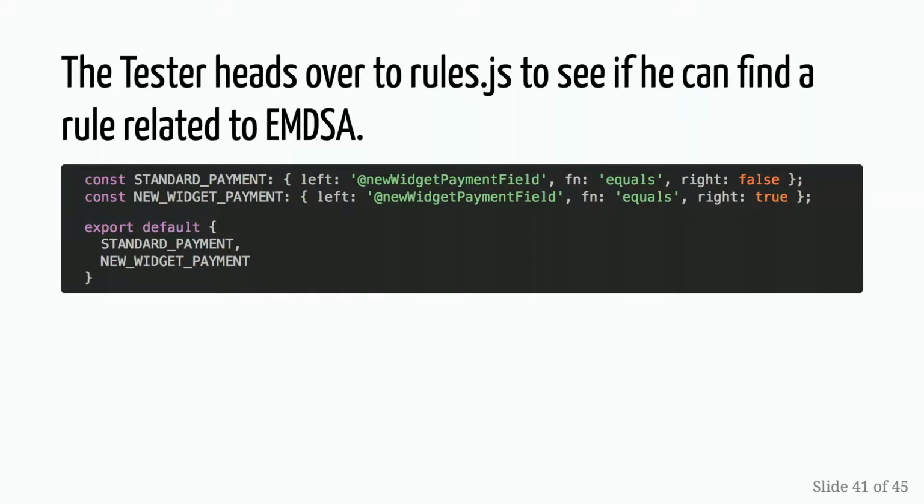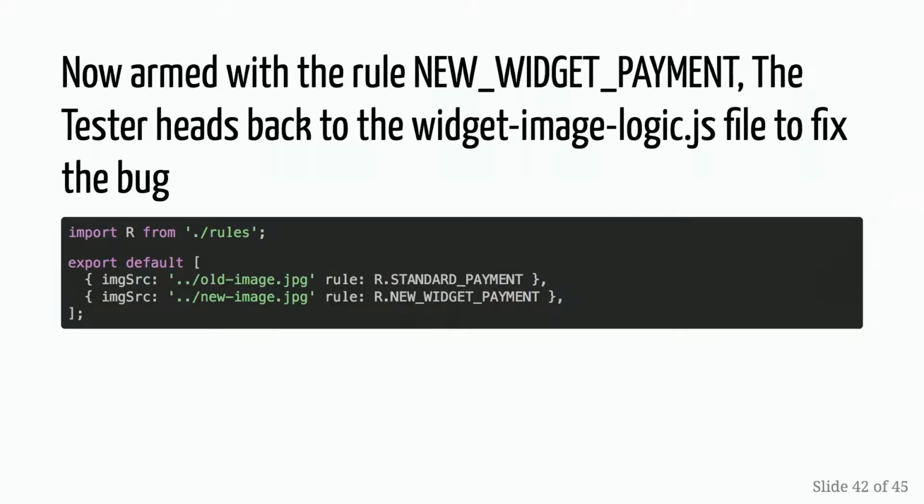Now he had everything that he needs to write his test cases, and he was able to create a Selenium test that exercised this bug by making sure that that thing was set to true and then showing that it wasn't there, which is great. That's a huge step in the right direction. But we even went farther, because now that he saw that there was this new widget payment, he just jumped back to this file and added the second line. Image source equals new image.jpg, and rule is new widget payment.